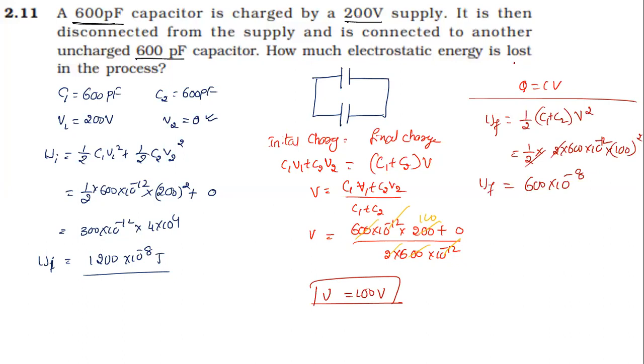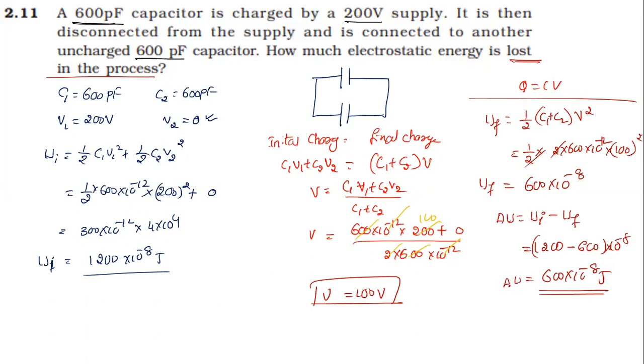Now what are they asking, sir? Energy lost in the process. What is the formula for energy lost? Delta U equals U initial minus U final. U initial 1200 minus U final 600, taking 10 power minus 8 common. So it will be 600 into 10 power minus 8 joule. How much energy is lost? 600 into 10 power minus 8 joule is lost. That is the amount of energy lost.